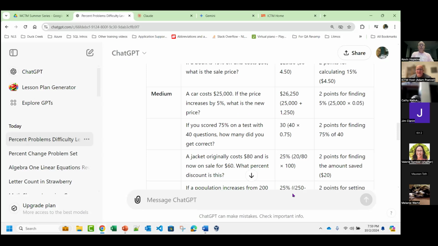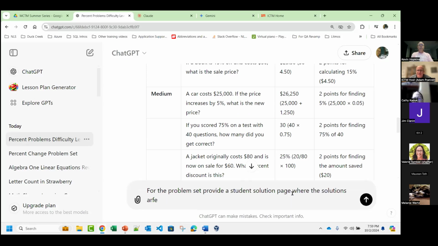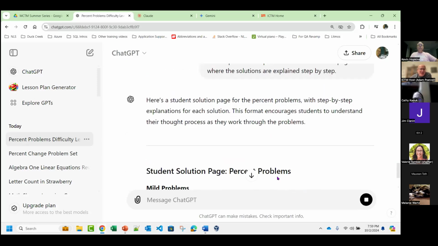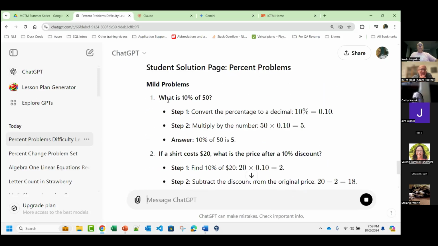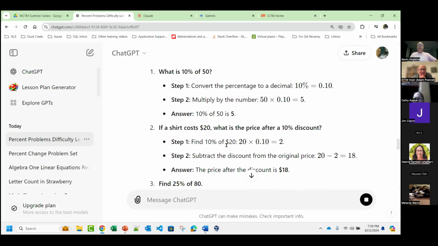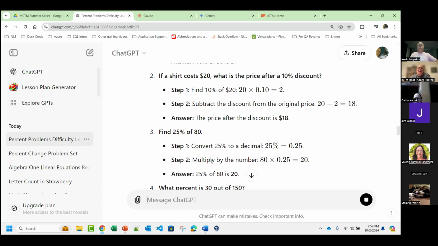actually, I'm going to ask for the problem set, provide a student solution page where the solutions are explained step by step. Oh, interesting. And I know we're right about 8 o'clock, so after this one, we'll have to wrap it up. This is interesting. Okay, so convert it to a percent, multiply it by 50, you get the answer. Find 10%, subtract the discount, convert it to a decimal, multiply.